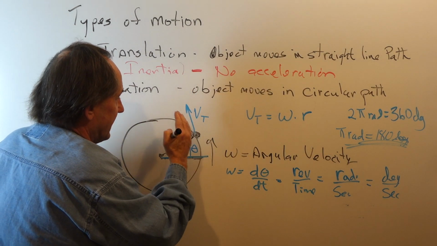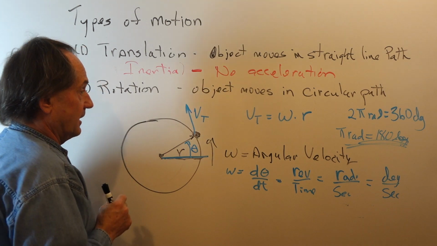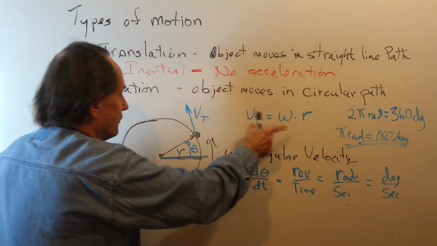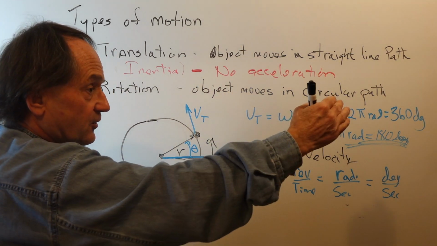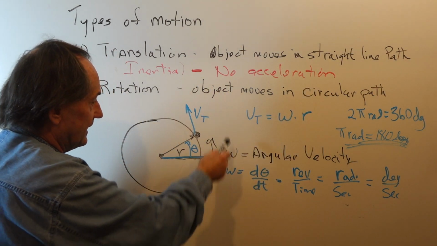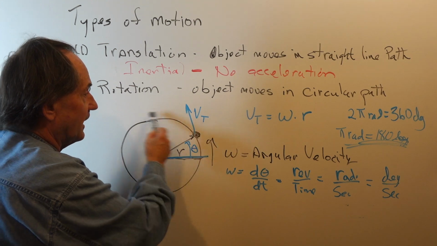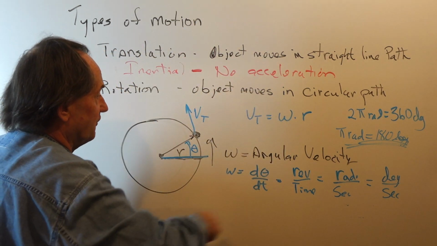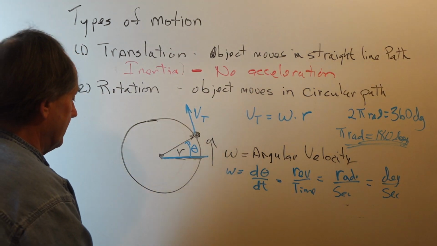This is the tangential velocity. It's linearly related to the angular velocity through the radius. The larger the circle for a given angular velocity, if we hold the angular velocity constant and we change the radius, the tangential velocity has to be larger.